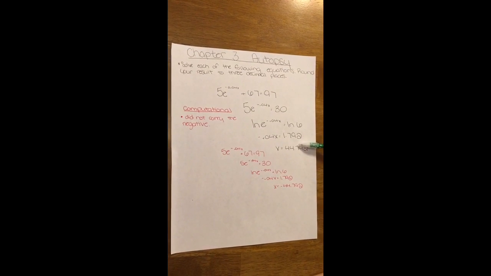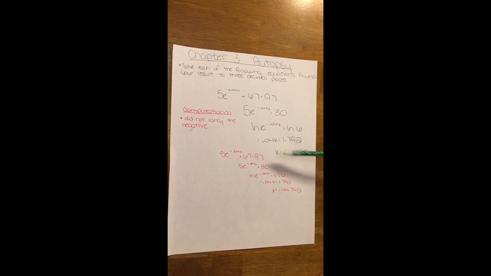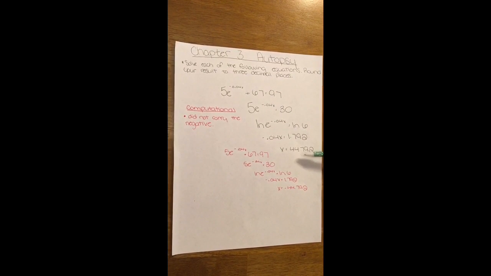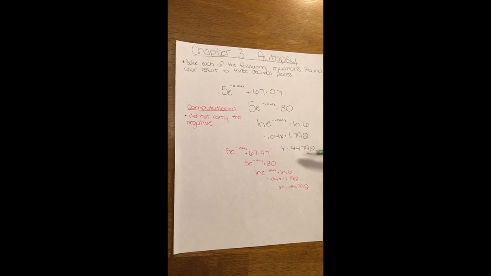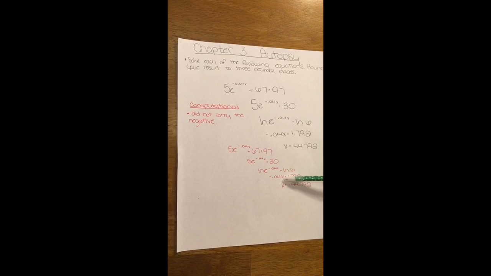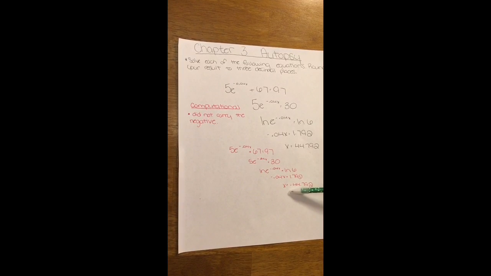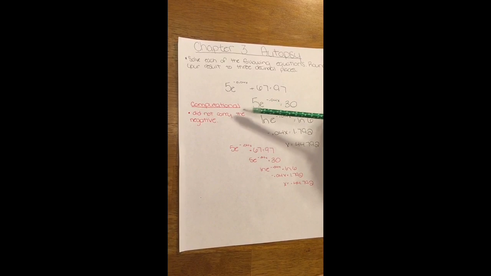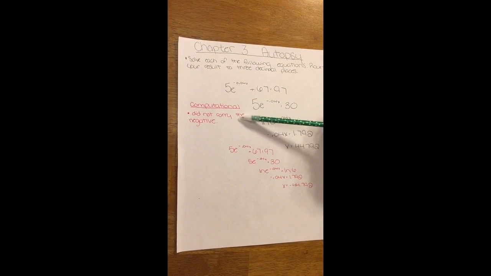Now, this is where Celeste made her mistake. Instead of carrying her negative, she dropped it and basically assumed that a positive divided by a negative was a positive, which is very untrue. She should have carried it over, leaving her with the answer x equals negative 44.792. This was a computational error, as she did not carry her negative.